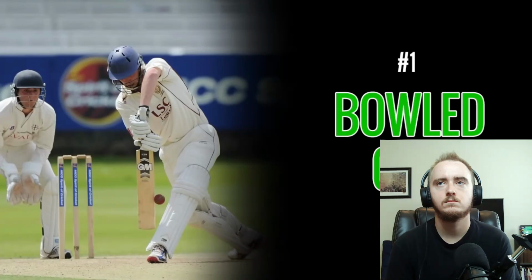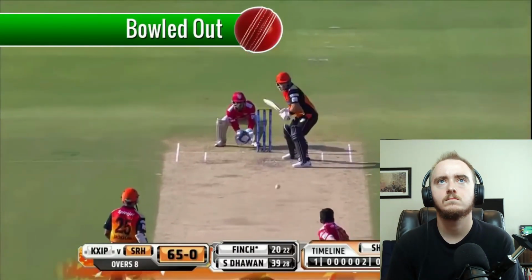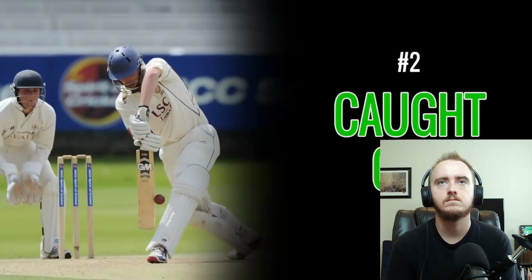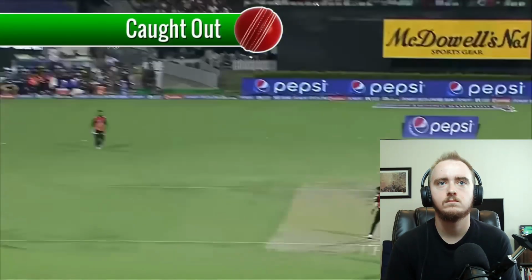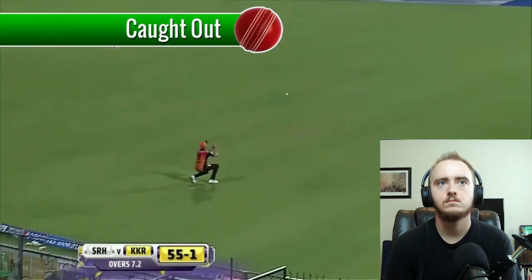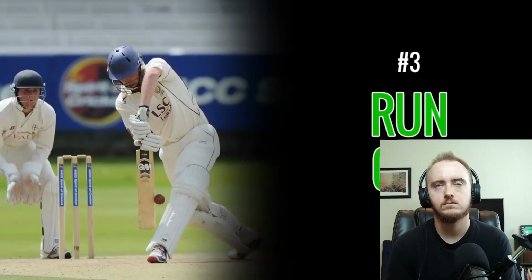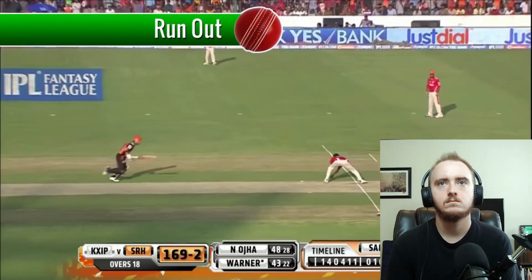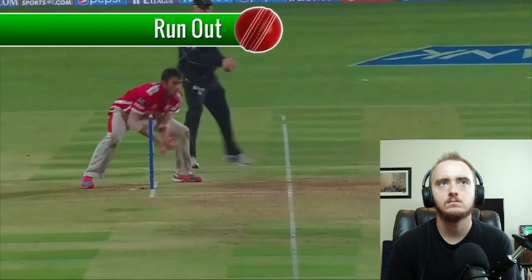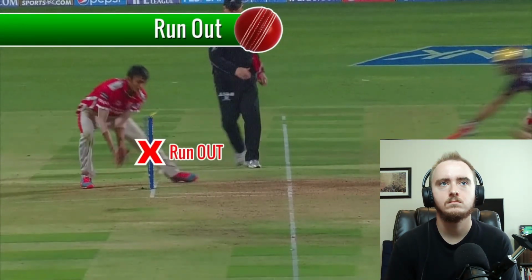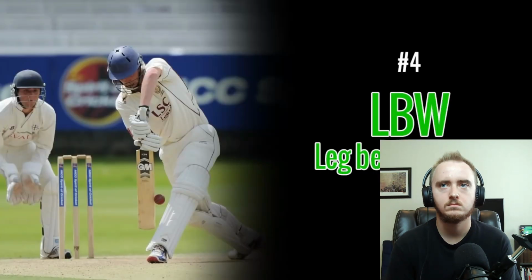Number 1, bowled out. If the bowler bowls the ball and it hits the batsman's wickets and knocks over the bails, he's been bowled out. Number 2, caught out. If the batsman hits the ball in the air and it's caught by a fielder, he's been caught out. Number 3, run out. If the batsman runs for his partner's crease and the ball is thrown into the wickets before the batsman gets there, he's been run out. Number 4, LBW.